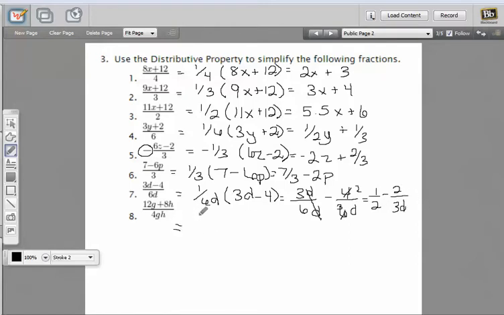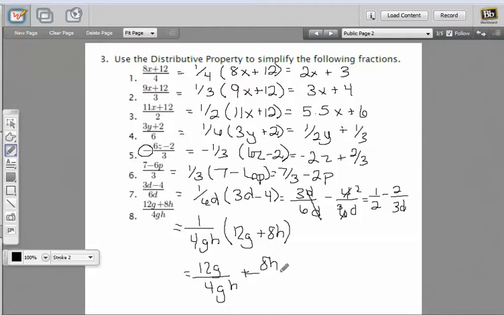And the last one, we have 1 over 4gh times 12g plus 8h. So if I were to go ahead and distribute that, I would get 12g over 4gh plus 8h over 4gh. And if I want to reduce this further, 12 divided by 4 is 3. Notice those g's cancel. I still have the h in the denominator. 8 divided by 4 is 2. The h is canceled, but I still have the g in the denominator.